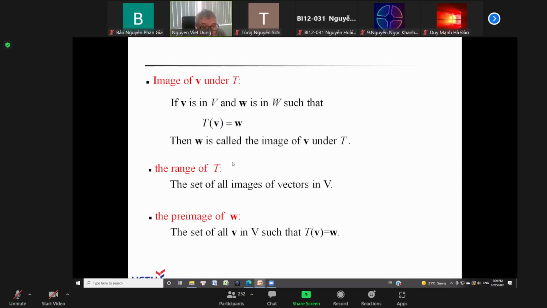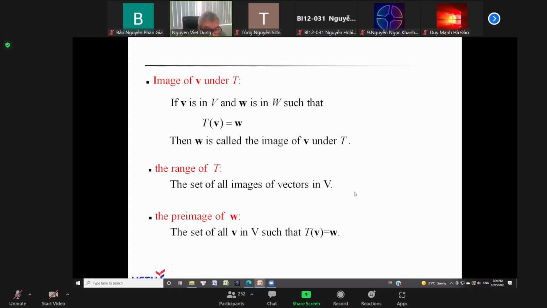And then now the notion of the range. The range of T is the set of all images of vectors inside V. Because in V we have so many vectors, so we send any vector inside W, and we consider all the images inside the W, then it will have the name the range of T.